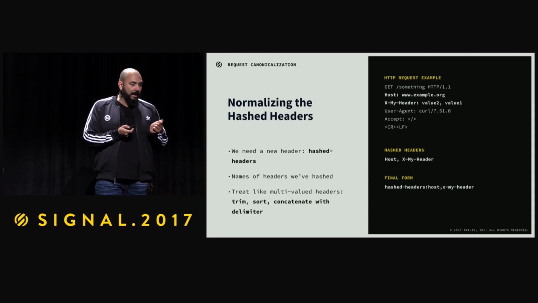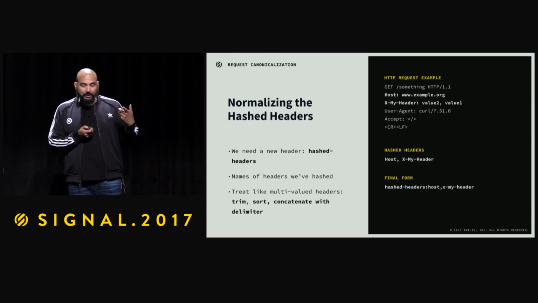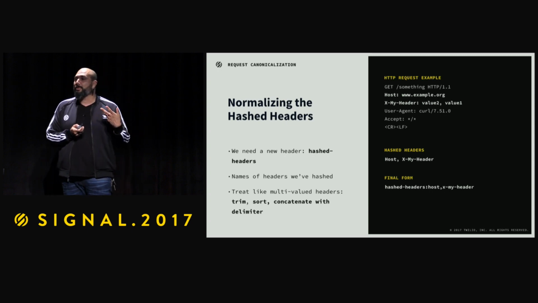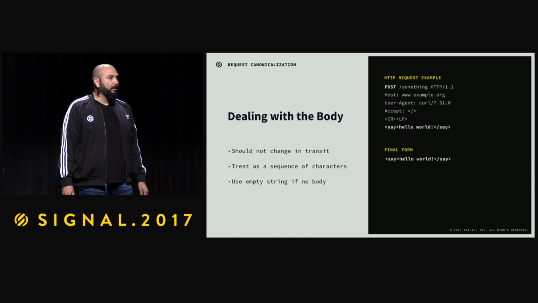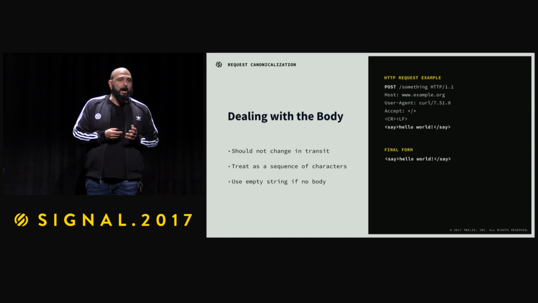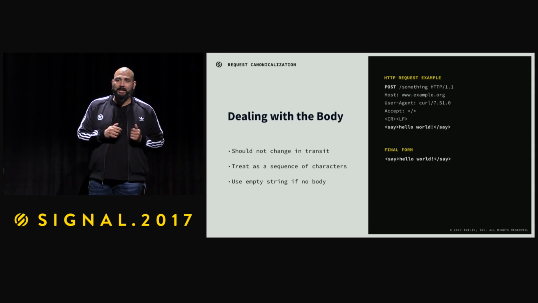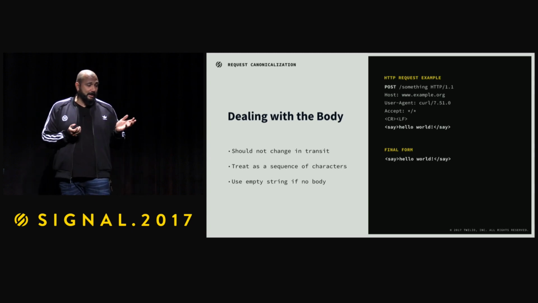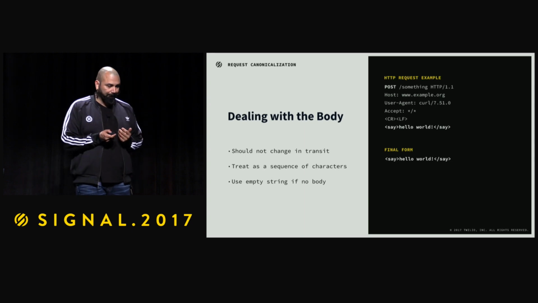And we're going to treat those hashed headers like a multi-valued header. We're just going to trim everything. We're going to sort everything. And we're going to concatenate them all with a delimiter. So now the body. The body is one of the parts of the HTTP request that hopefully should not change in transit. So for the most part, we can treat this as a sequence of characters. If we don't have a body, we can just use an empty string.